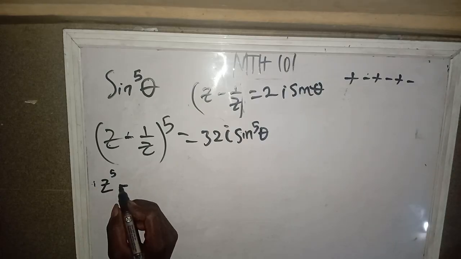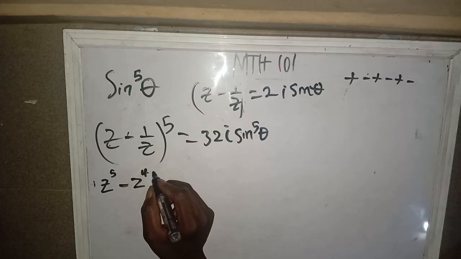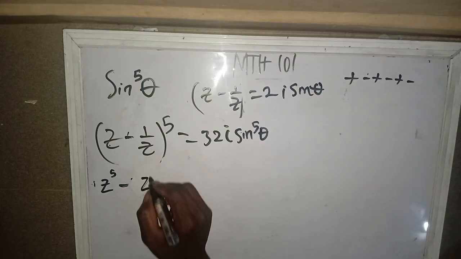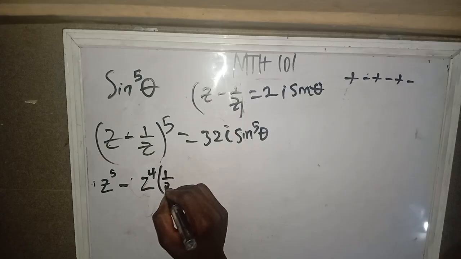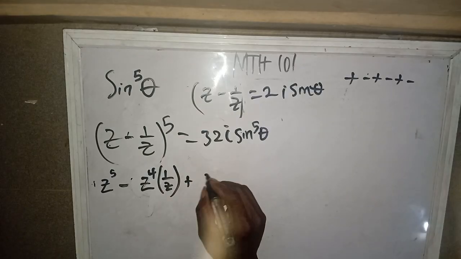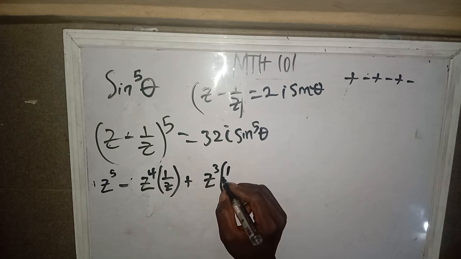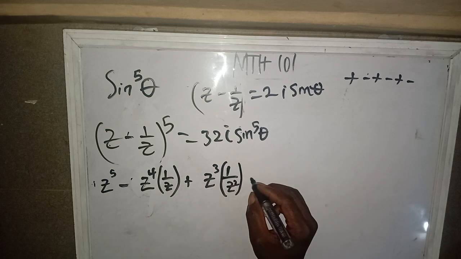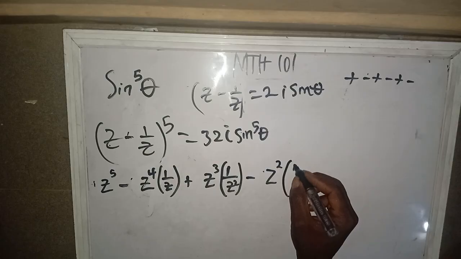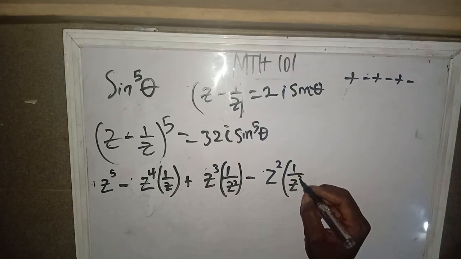So the first one is plus, then negative. Then z will reduce by 1, then multiply by 1 over z. Let me give it space because of the coefficient. Z will reduce by 1, multiply by 1 over z, plus z will reduce by 2, multiply by, you will square this, 1 square is 1, z square, minus z will reduce by 3, then this one will carry cube, 1 over z, all into cube, which is 1 cube is 1, z cube is this.